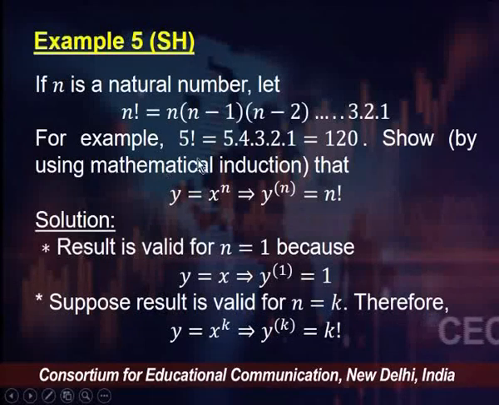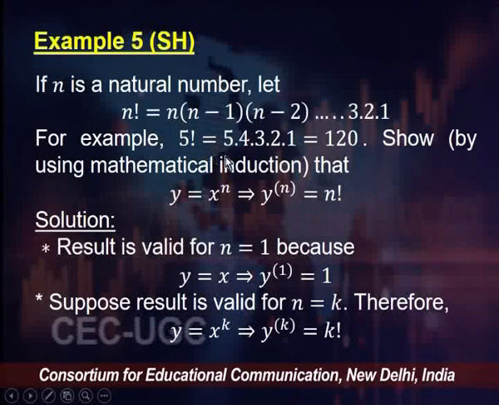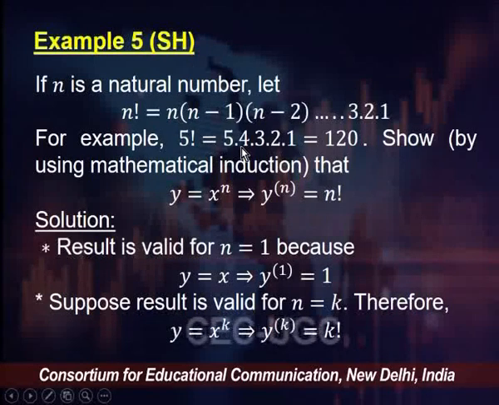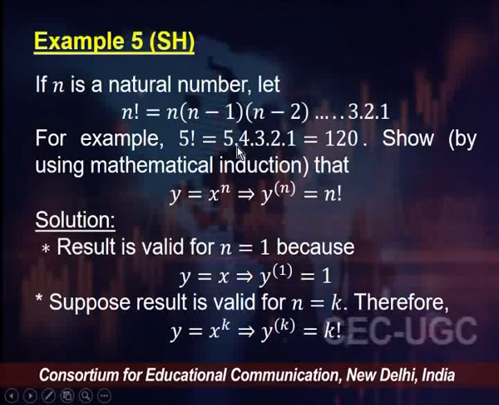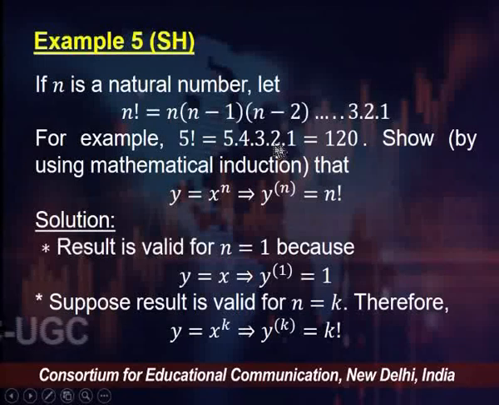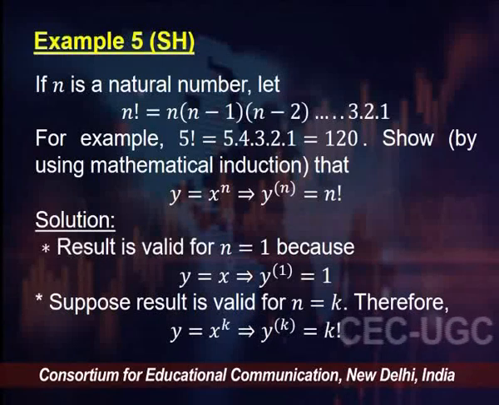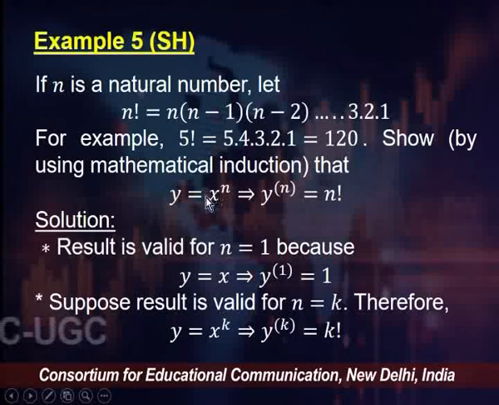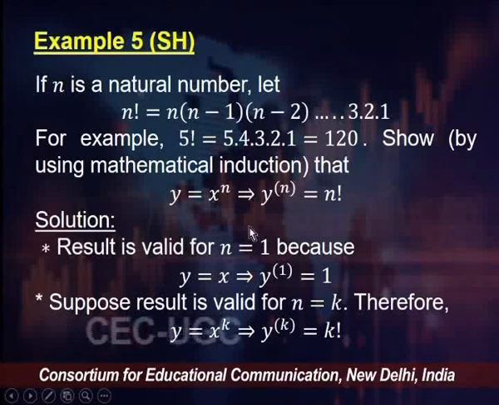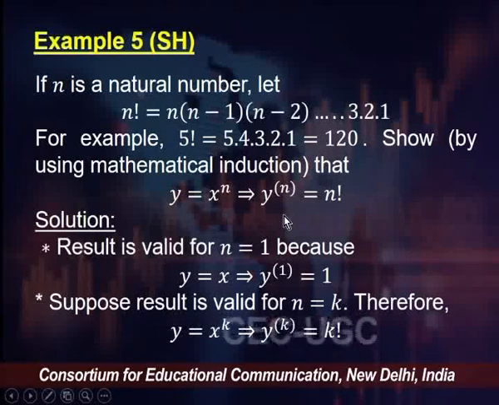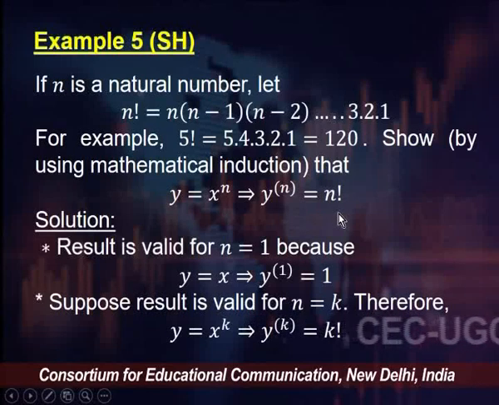So, for example, if I ask you to calculate 5 factorial, you'll start with 5, then go down to the next integer 4, 3, 2, 1, and you can see here 5 times 4 is 20, times 3 is 60, times 2 which is 120. So, the question asks you to show by using mathematical induction that y equal to x to the power n implies that the nth derivative of y is equal to n factorial.